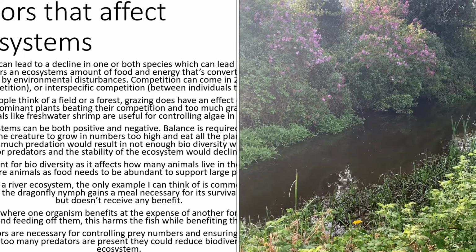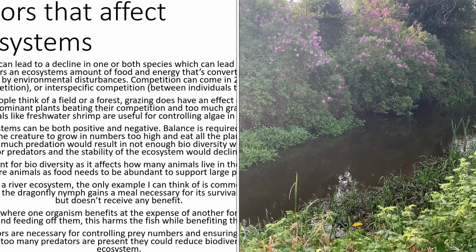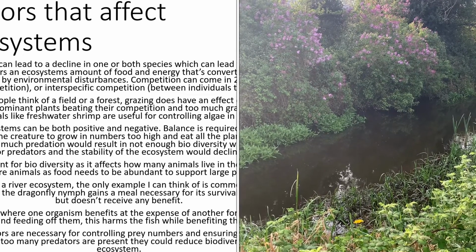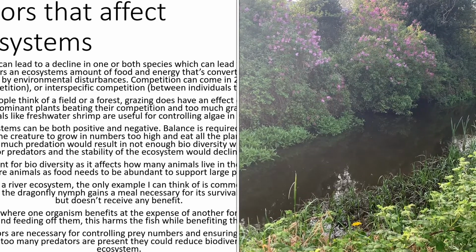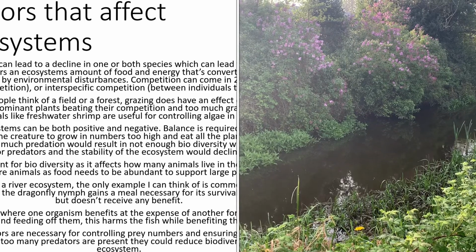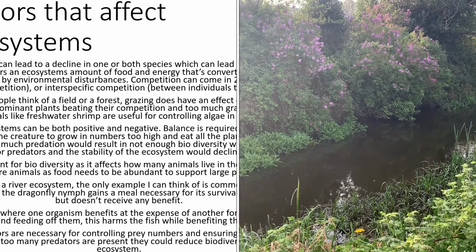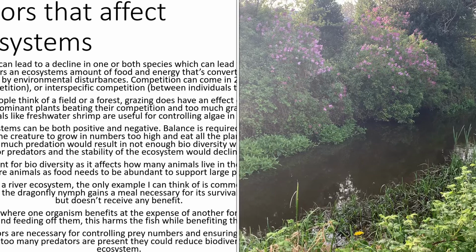Grazing. While this makes people think of a field or a forest, grazing does have an effect on river ecosystems too. Not enough grazing leads to dominant plants beating their competition, and too much grazing reduces biodiversity. Animals like freshwater shrimp are useful for controlling algae in rivers.